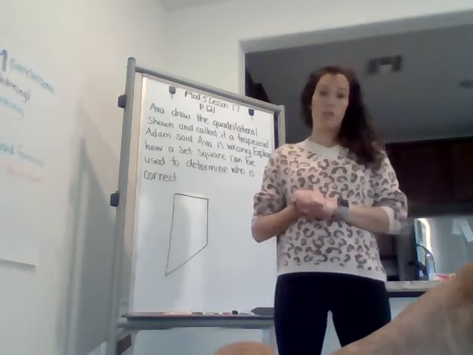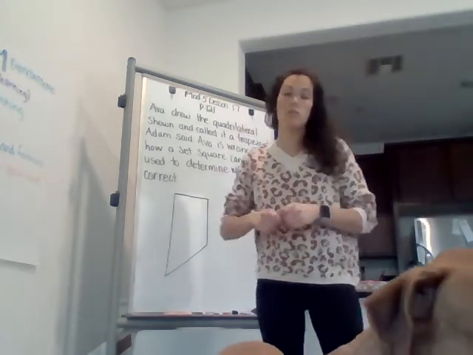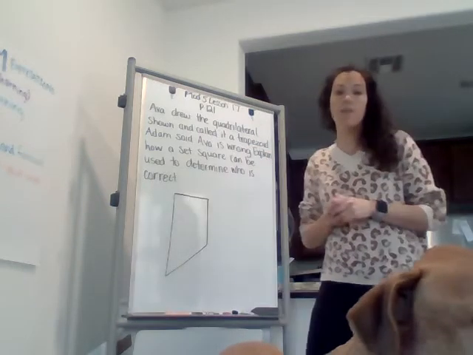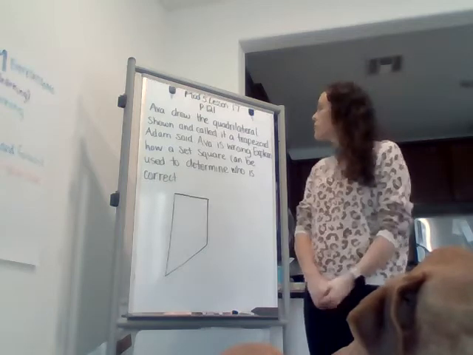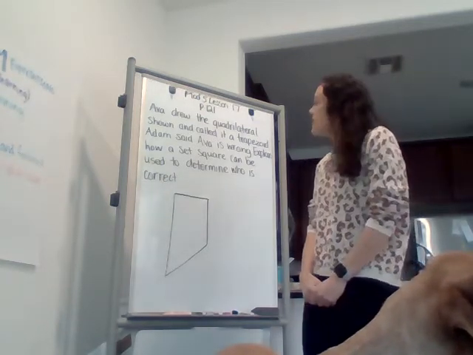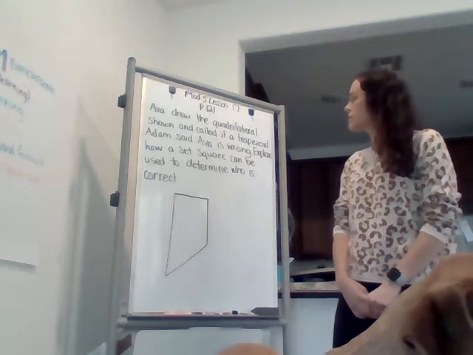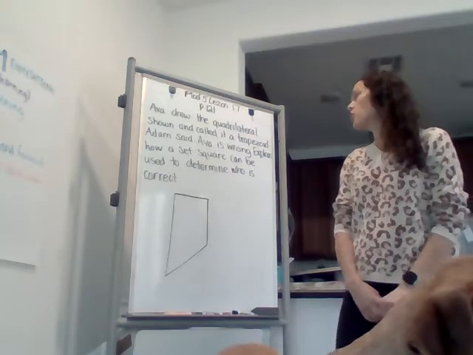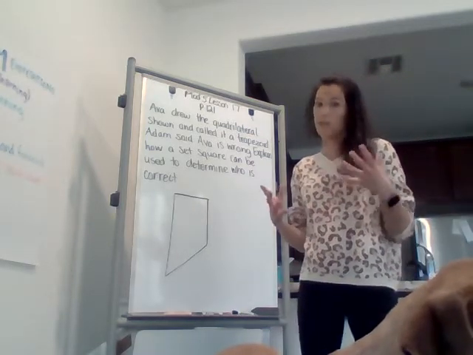Today we're on page 121, and we're working on Module 5, Lesson 17. So if you need to pause and get there, go ahead. Our problem today says, Ava drew the quadrilateral shown and called it a trapezoid. Adam said, Ava is wrong. Explain how a set square can be used to determine who is correct. So today's is a little different.